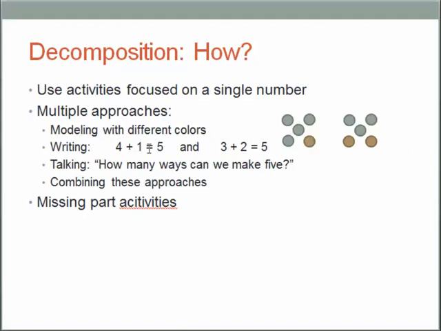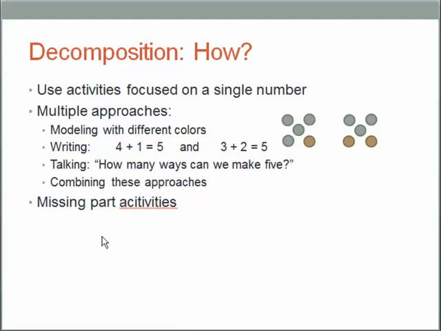Well, it's 4 plus 1 is 5. Here's the way we write out 3 green counters and 2 green counters is 5. So having them write those things down is important. Also talking about that. Have them explain how many different ways can we make 5. And then combining these things, putting them together.